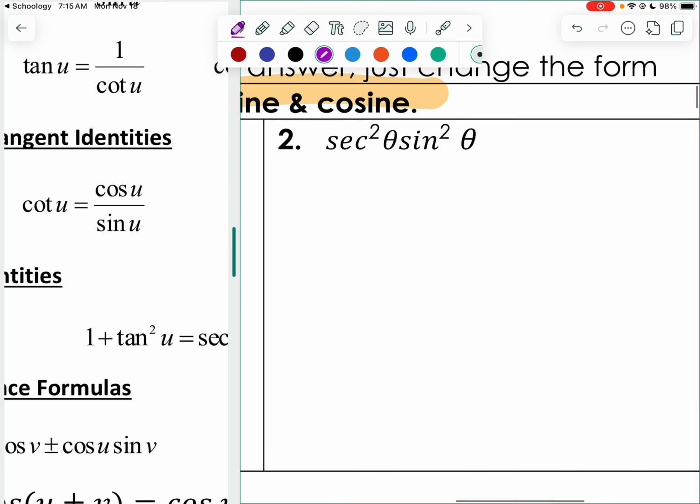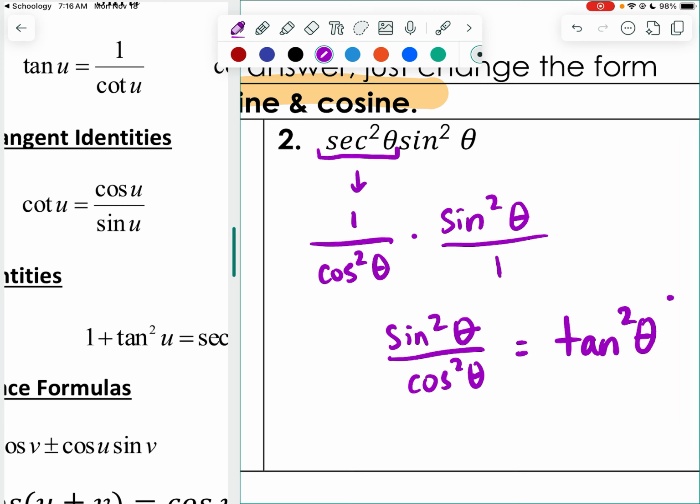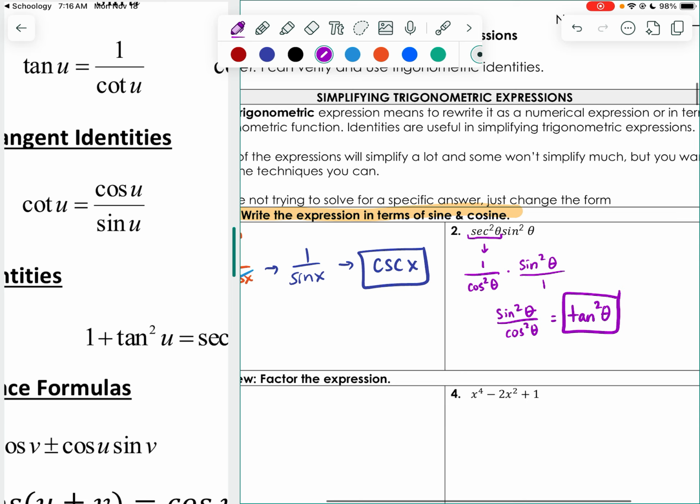Okay, so number 2, this is all just one jumble, so I'm going to break it up if I can. Secant squared, that's the same as 1 over cosine squared theta, times sine squared, which is already sine, so I'm just going to leave that as sine squared. Now it's over 1. So if you want to put these together, that's sine squared over cosine squared. Yes, you have to put the thetas. Well, sine over cosine is tangent, so this is just tangent squared.